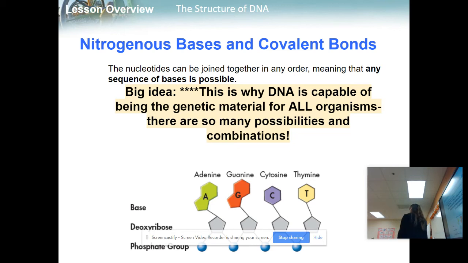That's the reason why DNA is that single molecule that all life can be based off of. Because all that variation can be accounted for in the length of DNA and the changing out of these nitrogenous base pairs. That is why DNA is used by almost every organism on the planet.